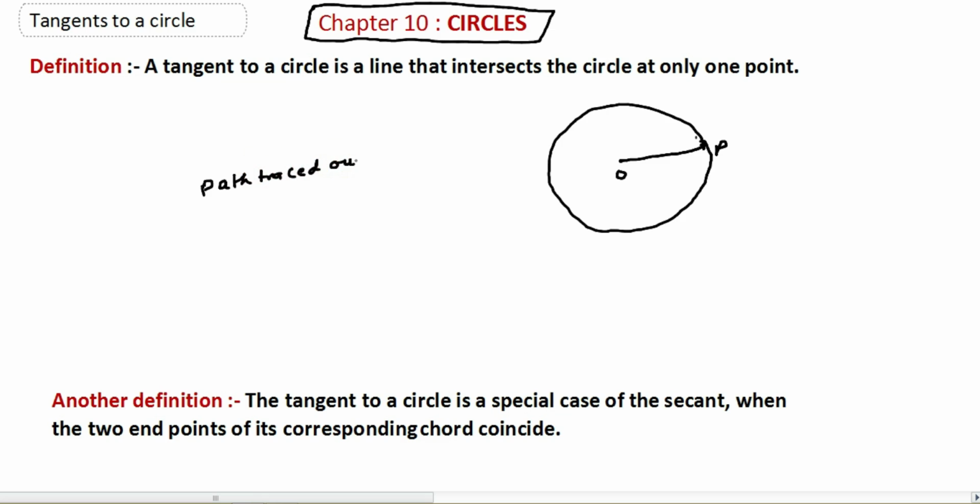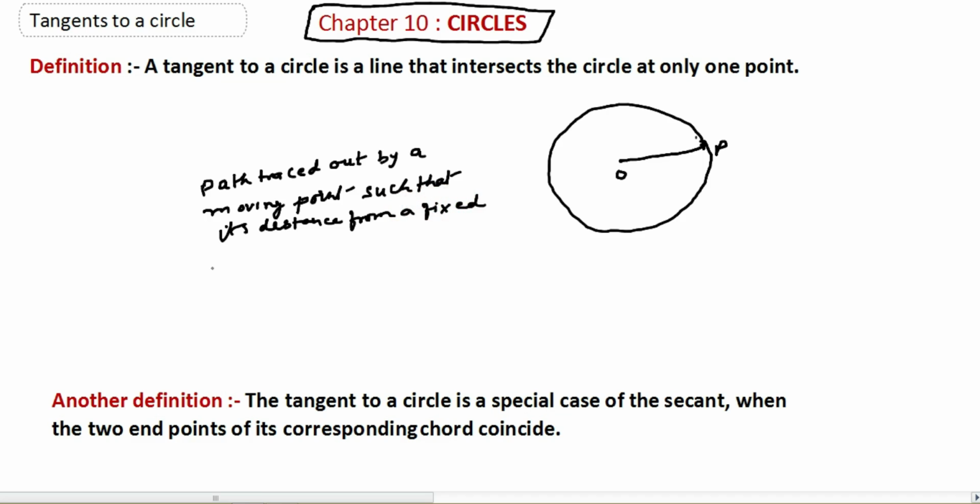Okay. So the definition of a circle is: the path traced out by a moving point such that its distance from a fixed point is constant.